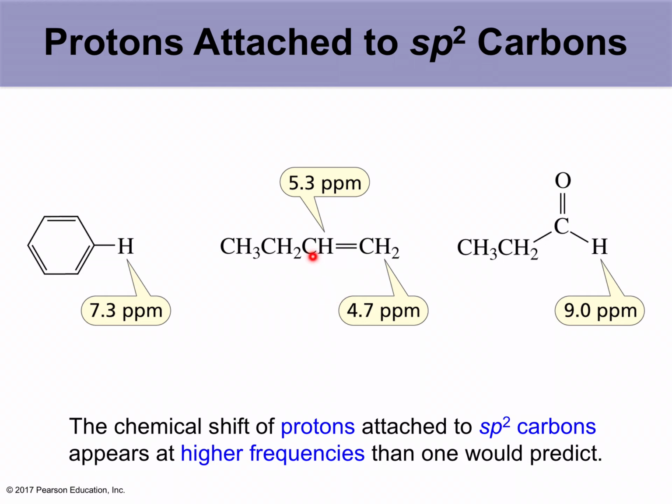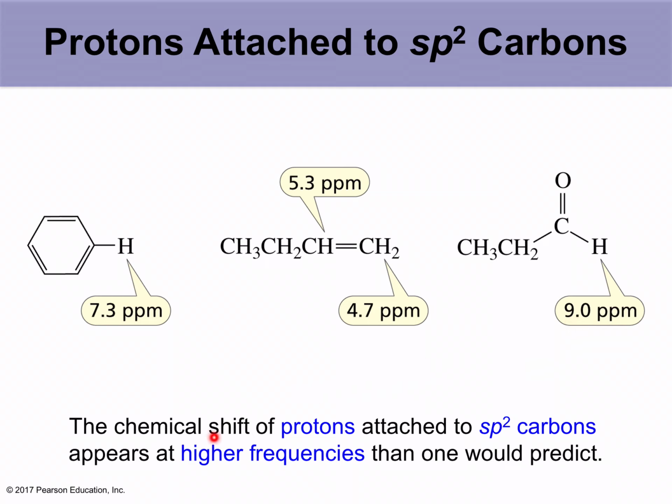Again, this is going to be more deshielded because it is next to a double bond as well as another carbon, whereas this one has one carbon and two hydrogens. So between these two hydrogens, this hydrogen would be more deshielded. And then the hydrogen directly attached to a carbonyl carbon, like an aldehyde, appears around 9 ppm.